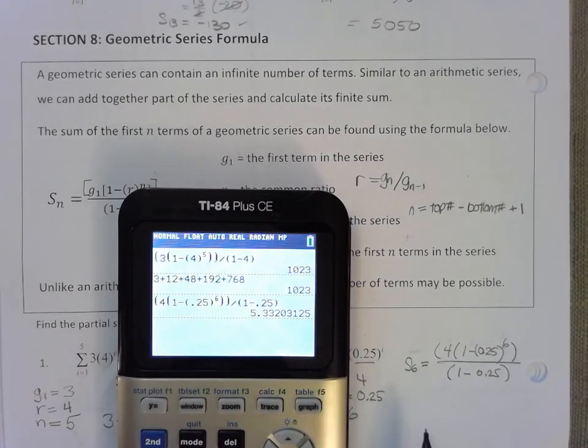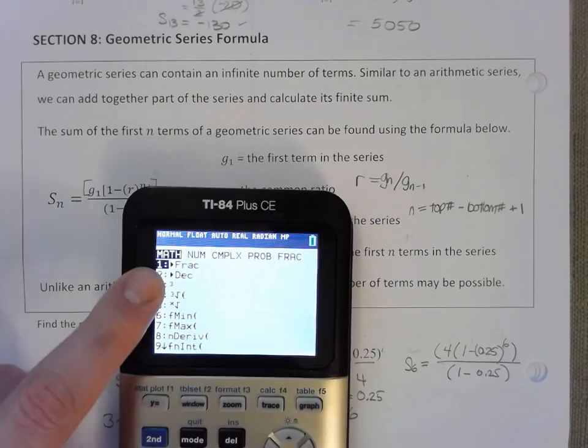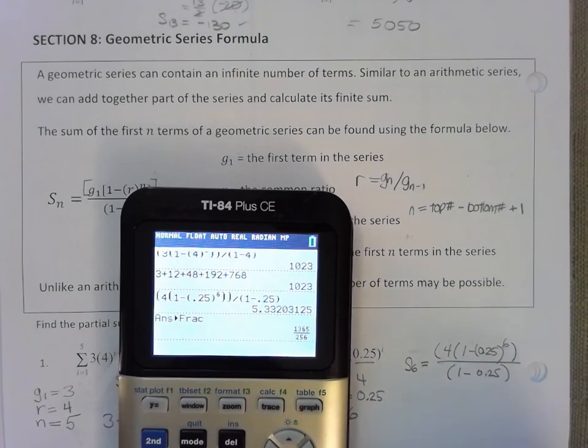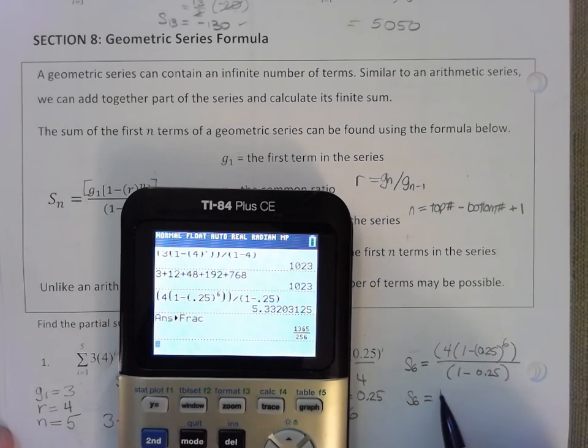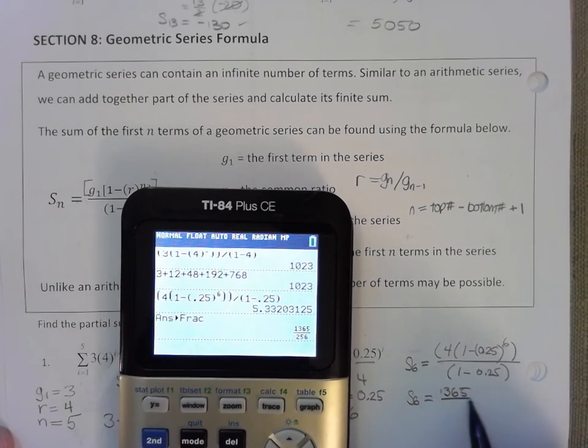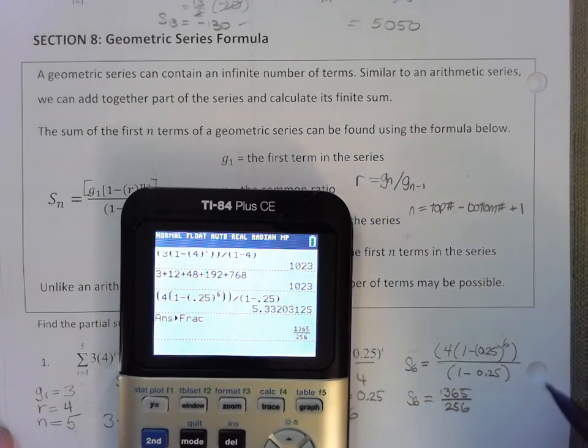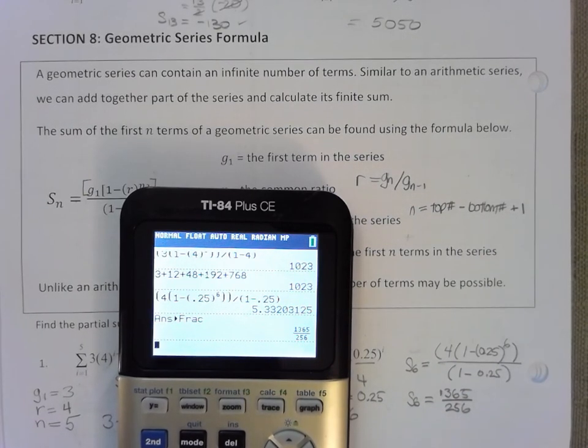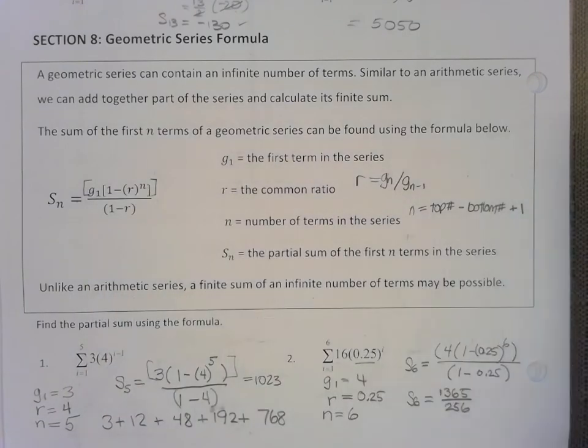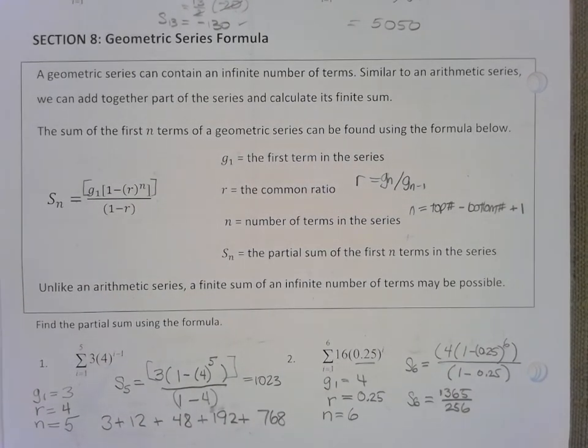If you rounded it, then you're not necessarily adding together the exact values of those 6 terms. If your homework directions say to round to the nearest whole number or to the nearest tenth, if your directions say round, then you should round. Instead, what I'm going to do is what I showed you before, is use the fraction button in my calculator. And I'll read this because the screen is a little bit difficult to read on YouTube. It's 1,365 divided by 256. This is the exact value for the sum of the very first 6 terms in this geometric series. That concludes section 8, a geometric series formula for a partial sum.